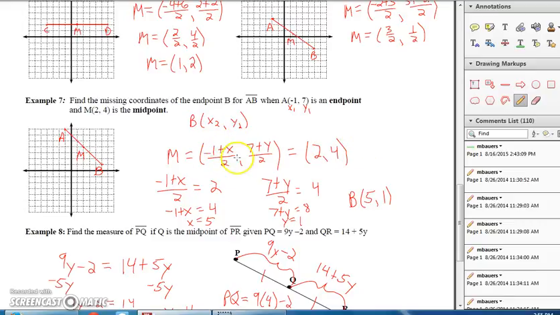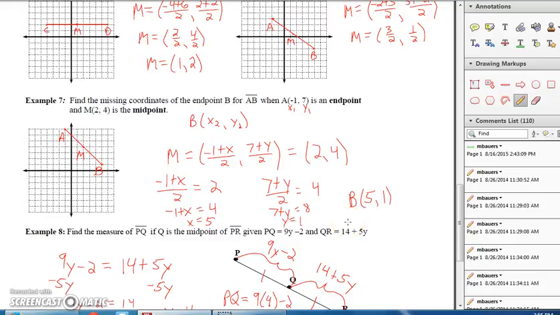So this one is going to equal 2, so I set up this equation, and then this is going to equal 4, the y coordinate of the midpoint. Now I just solve. Multiply both sides by 2, add 1 to both sides, this is 5, multiply both sides by 2, subtract 1, this is 1. So here's the coordinates of the other endpoint.